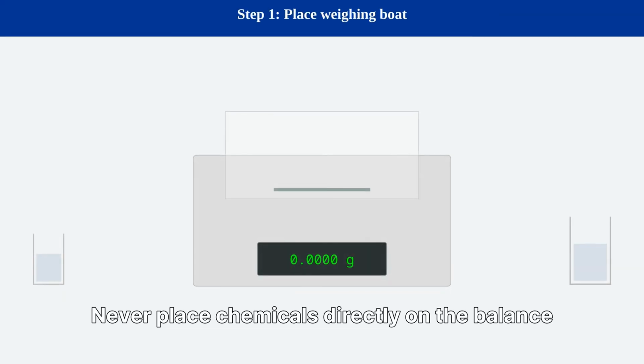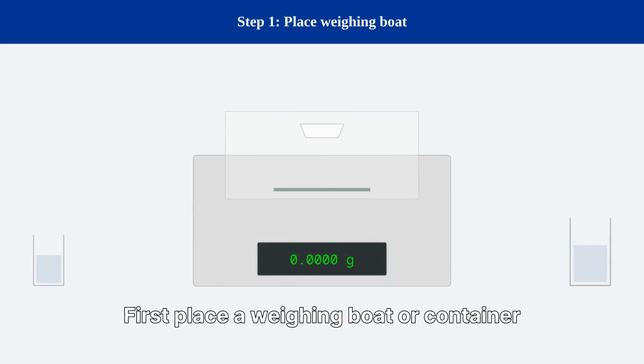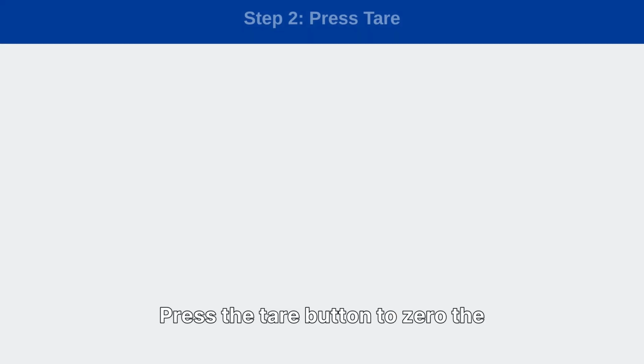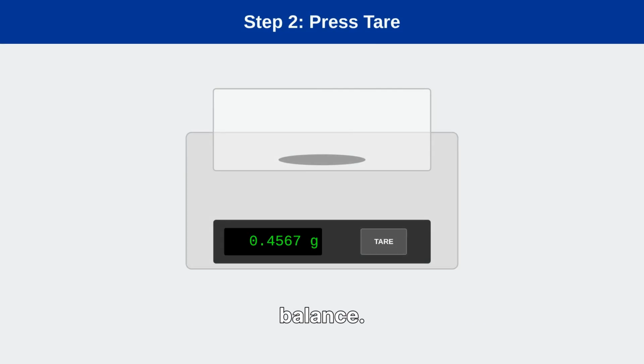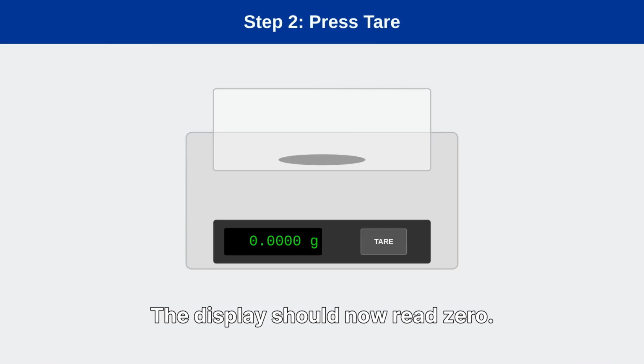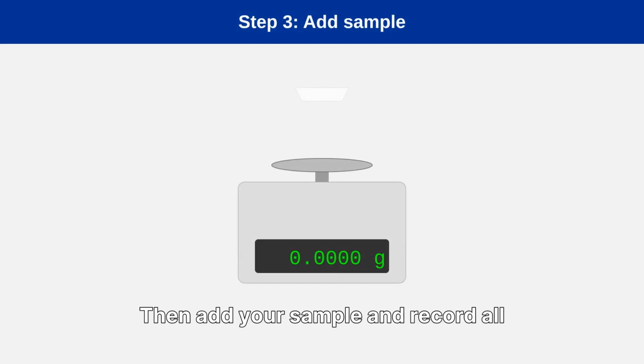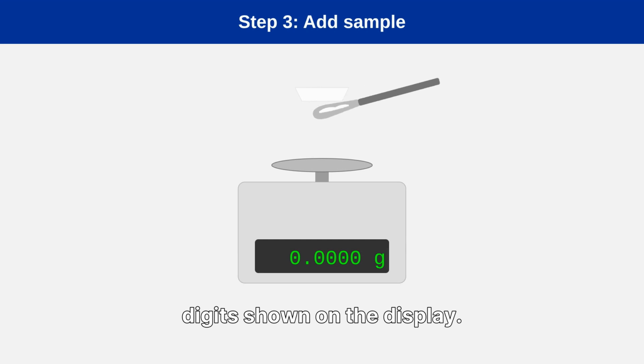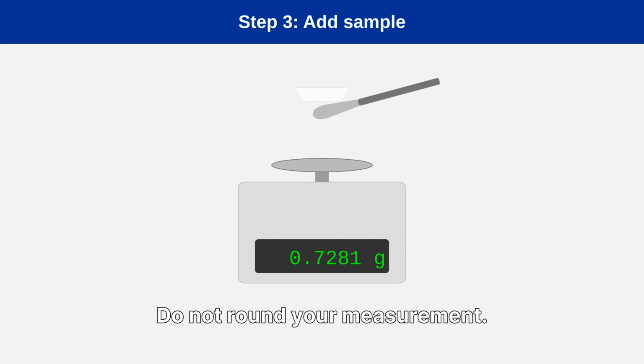Never place chemicals directly on the balance pan. First, place a weighing boat or container on the balance. Press the tare button to zero the balance. The display should now read 0. Then add your sample and record all digits shown on the display. Do not round your measurement.